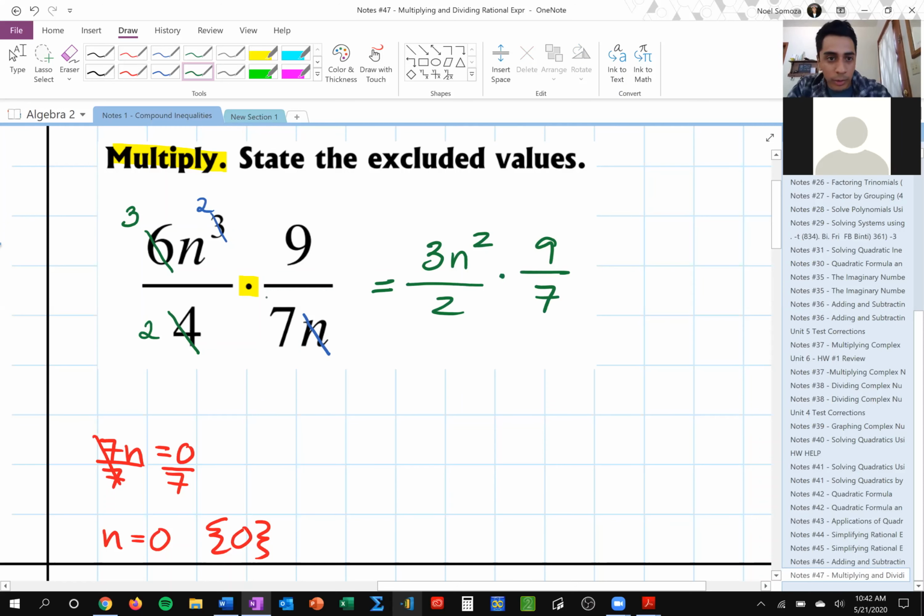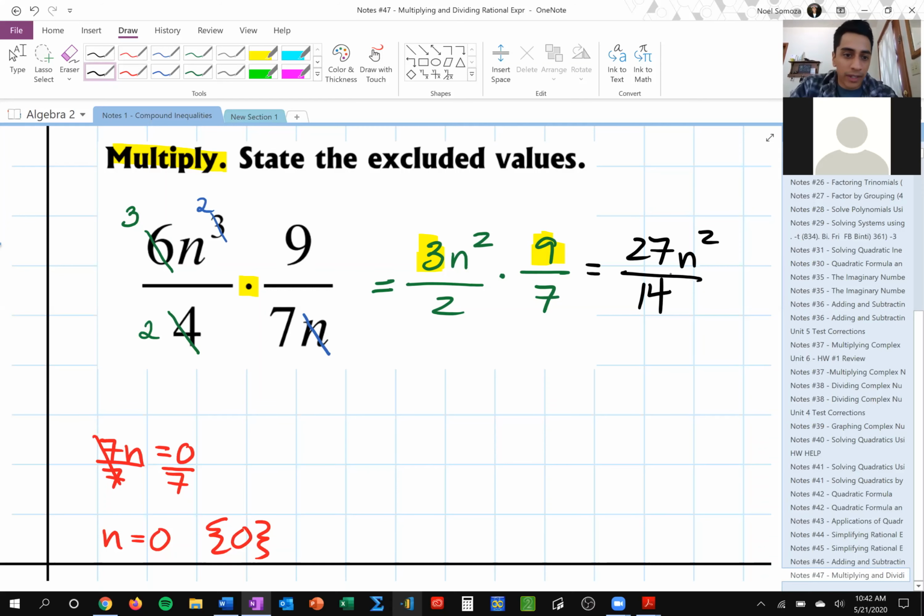Then what you can do is multiply your coefficients. You can multiply 3 times 9 to get 27n squared all over 14. And that's it. That's pretty much it.